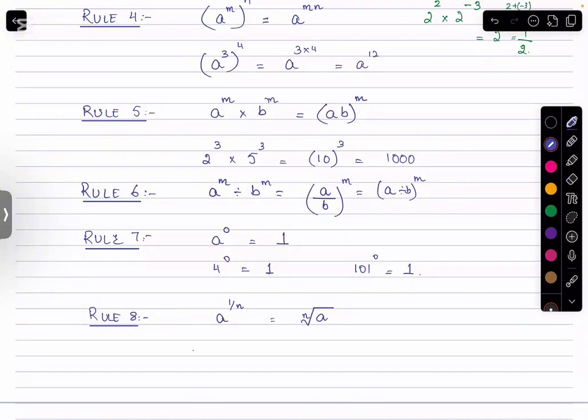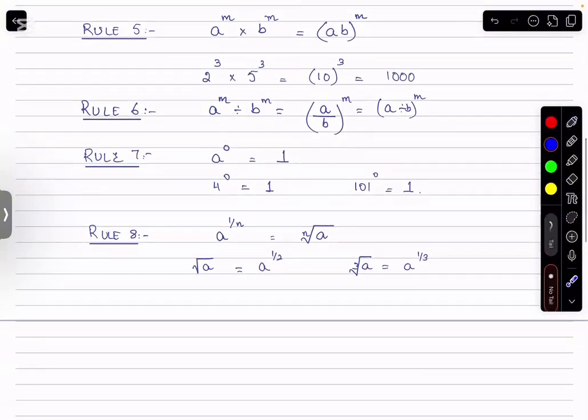ठीक है? अब square root अगर हम सिर्फ square root of a लिखते हैं तो अगर मुझे इसे index form में लिखना है, so what is my index for a? Just a 1 by 2. ठीक है? अगर cube root of a है, so what is going to be my index? A to the power 1 by 3. Right? अगर 9th root of a है, so how will I write it? A to the power 1 by 9. Got it? So this is called the nth root here.